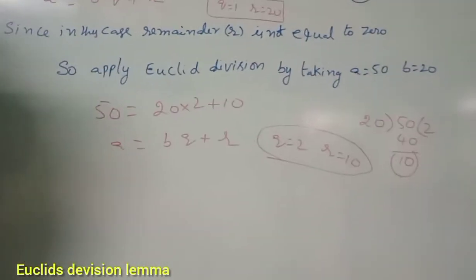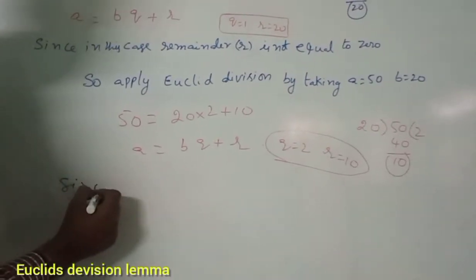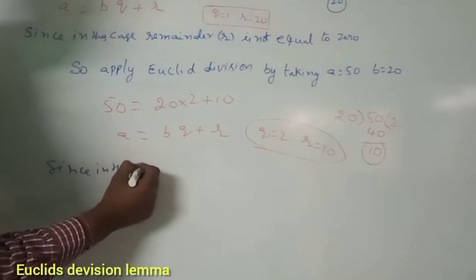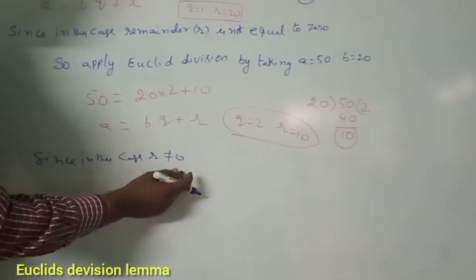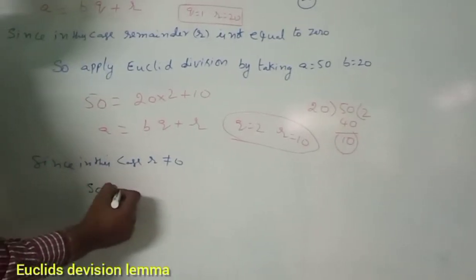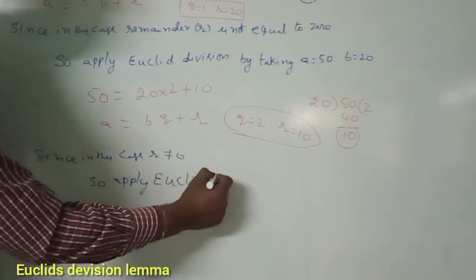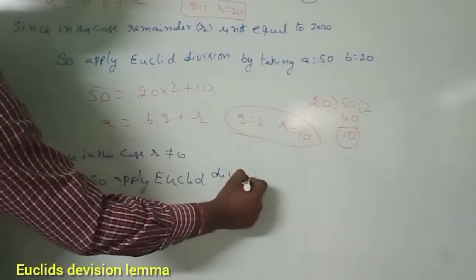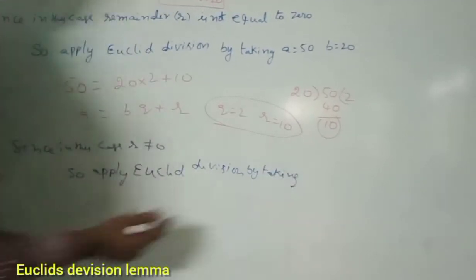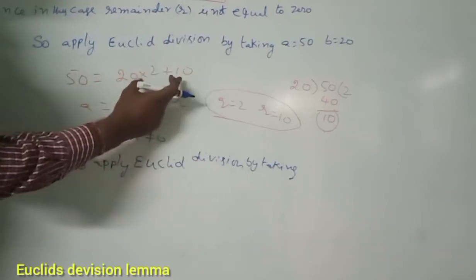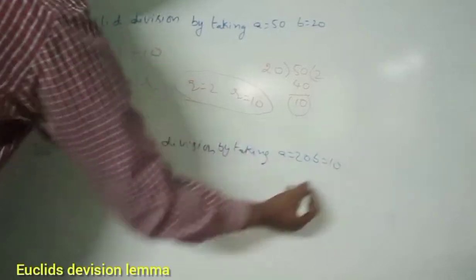In this case also, since R is not equal to 0, that means the remainder is not equal to 0, so apply Euclid division lemma by taking 20 and 10. A is equal to 20 and B equal to value 10.